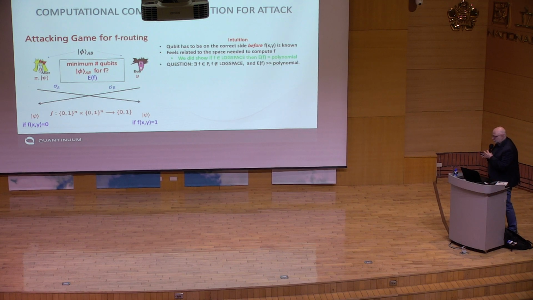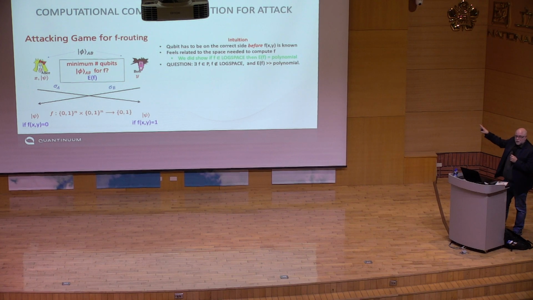But the question that we still are struggling with, and we don't have an answer, is: is there a function in polynomial time? So is it efficiently computable? Not in logarithmic space, so it requires more than a logarithmic amount of memory, and such that the entanglement E of f is more than polynomial. Right? That's what we're after. And if we have that, then we can build a secure position verification protocol.